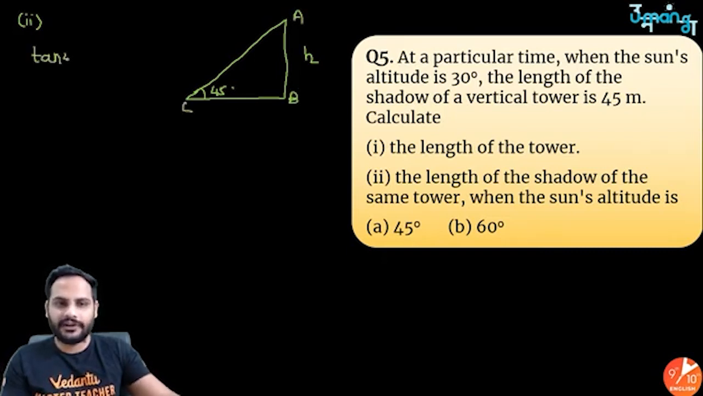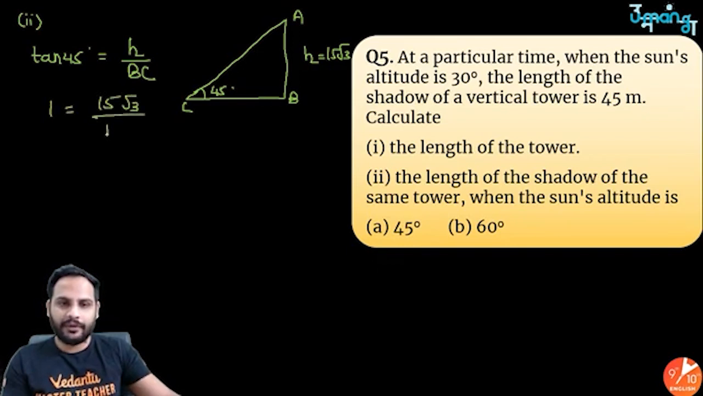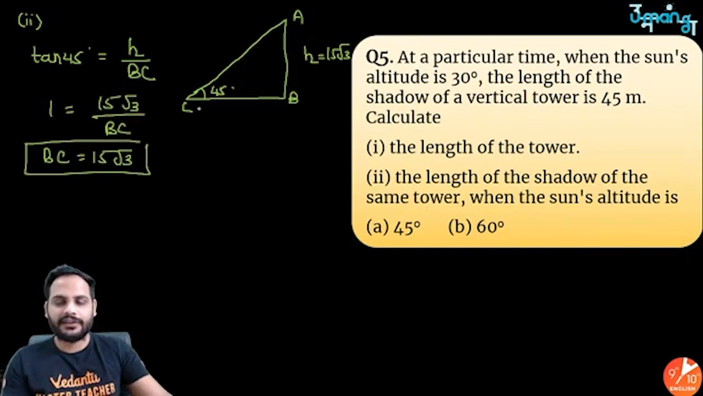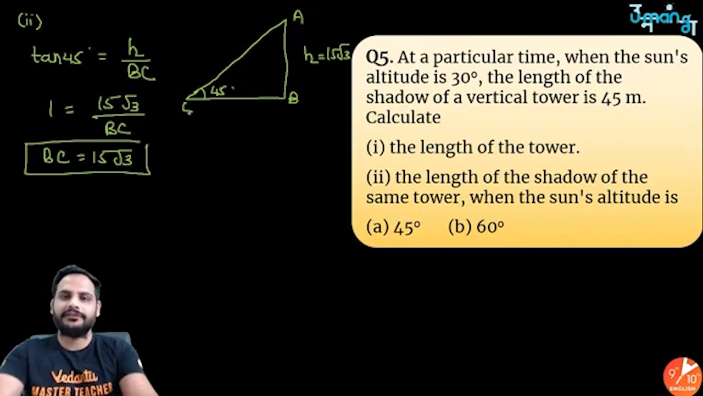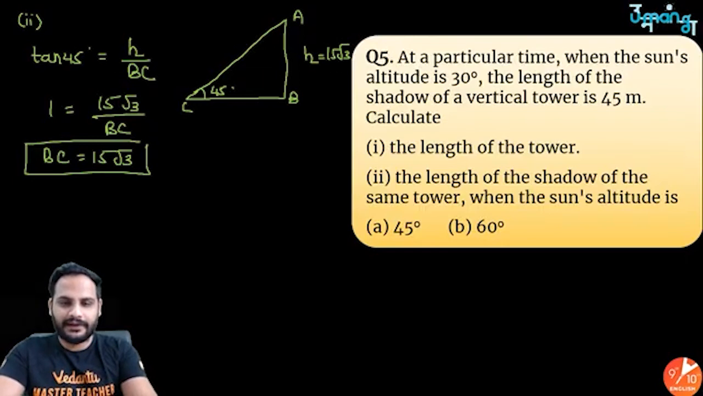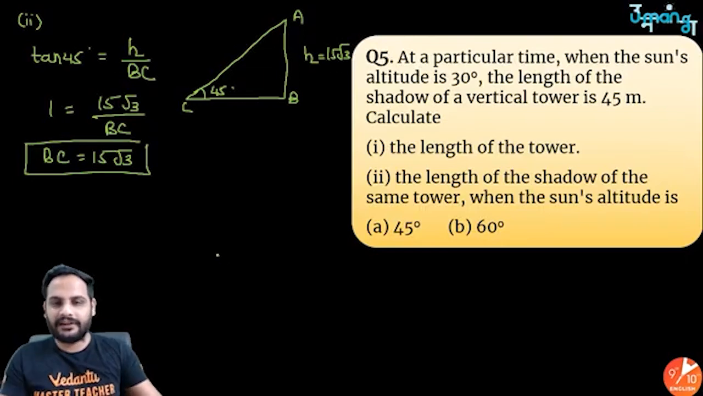Clearly tan 45 degrees is equal to H upon BC. Tan 45 is 1, height is 15 root 3. So 1 is equal to 15 root 3 upon BC, so from here BC is equal to 15 root 3 meters. So in this case, the shadow length is also 15 root 3 meters only. Right, second case, take the angle of elevation to be 60 degrees.